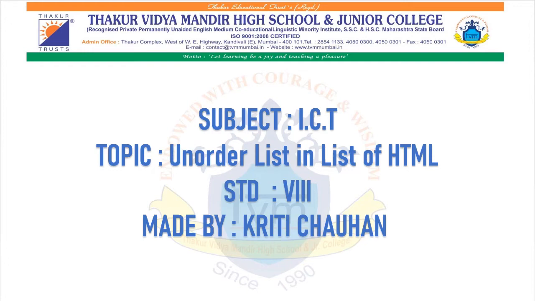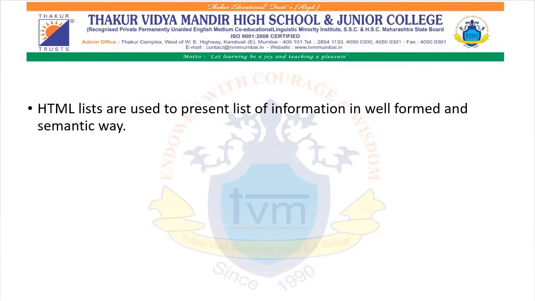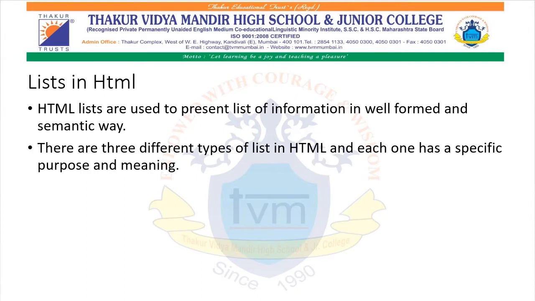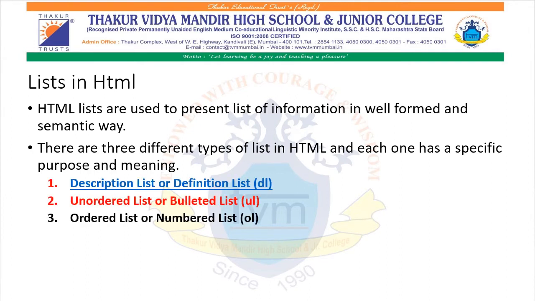In the last session, we learned about list and its first type, that is description list or definition list. Here we are going to understand about unordered list. We learned that the list presents a list of information in a well formed and semantic way. Unordered list presents a list of items, same as we'll make a list of grocery items we want to buy from the shop.